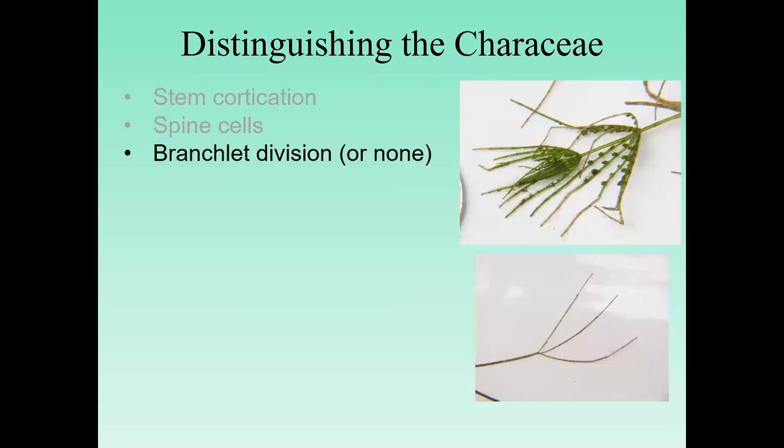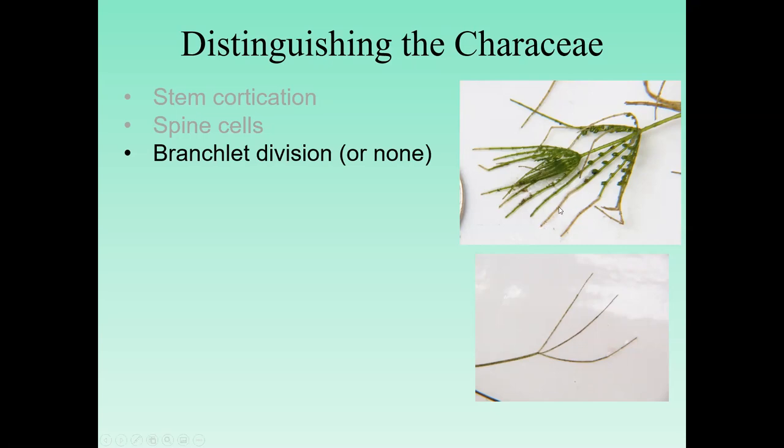And the branchlet division, or lack of branchlet division, is important in that Chara and several other of the genera in this group do not have any division of their branchlets. So again, the branchlet is referring to this leaf-like structure here. And if you take one of these and follow it from the stem out, it does not divide at all. It just keeps going straight and then it ends.